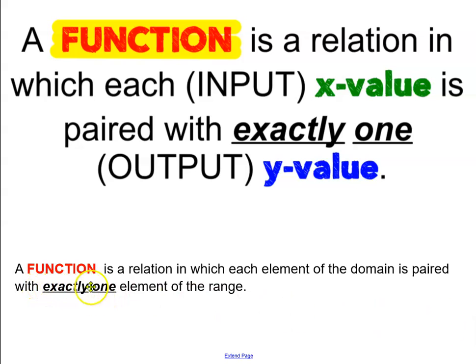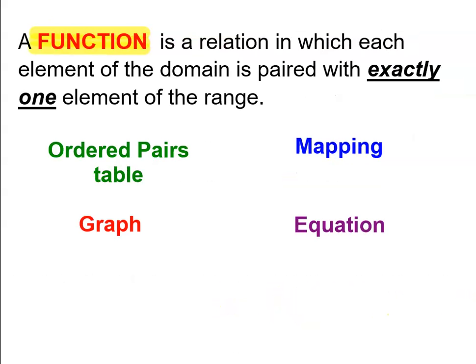In algebra, that definition is printed in this manner. A function is a relation in which each element of the domain is paired with exactly one element of the range. So the word domain is synonymous with x values or inputs, and the word range is a synonym for y values or outputs. You're going to learn about these four representations today: ordered pairs and tables, mappings, graphs, and equations. And no matter which format I present it to you, you should be able to tell me if it is a function or not a function.